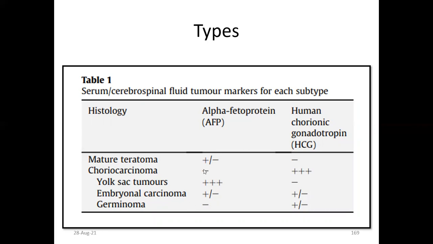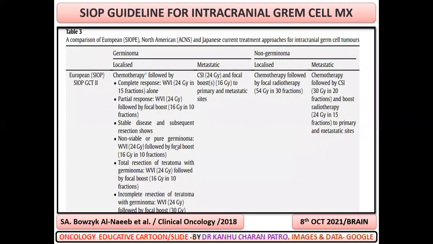According to the presence of alpha-fetoprotein and HCG, human chorionic gonadotropin, the tumor is divided into types. And if you see the SIOP guideline, if there is a localized germinoma, you can go for whole ventricular radiotherapy. Whole ventricular irradiation is 24 gray. If after chemotherapy there is complete response or partial response, you have to go for a boost after 24 gray. With stable disease, or if subsequent resection shows non-viable or pure germinoma, then 24 gray followed by a focal boost.